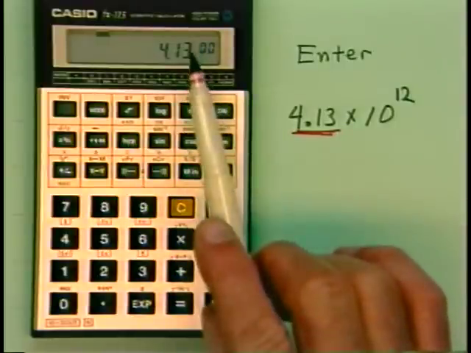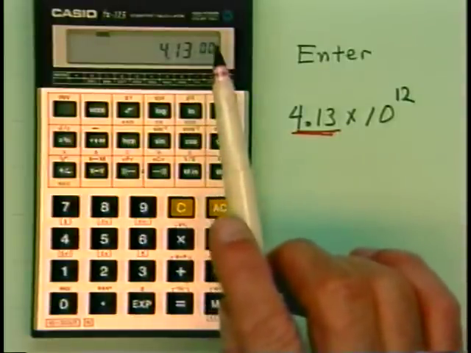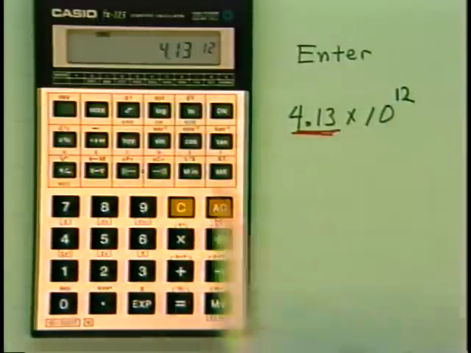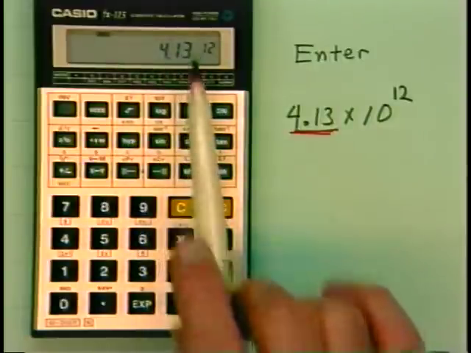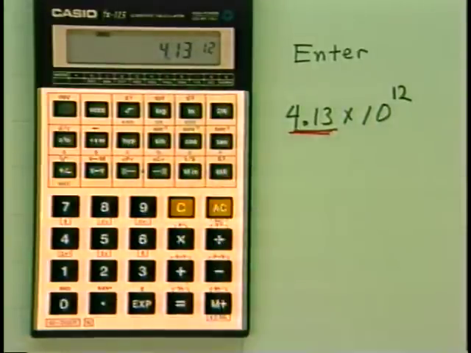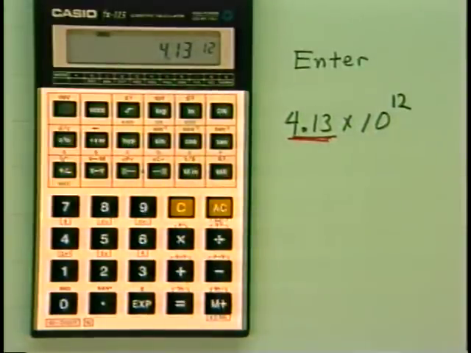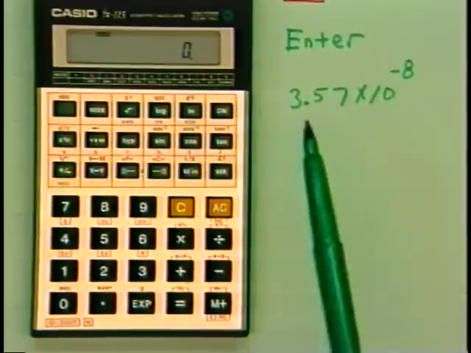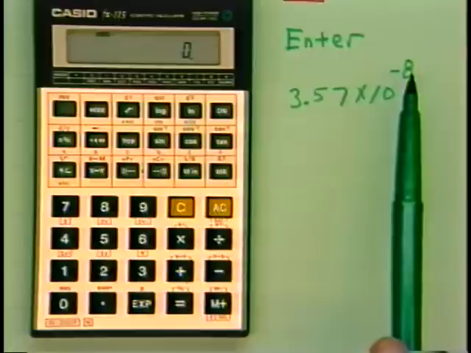Now note, it's got a little blank space. That means it needs the power of 10. So now I simply put in 12. So 4.13 space, which means times 10 to the 12th power. Isn't that nice? Now how about a negative exponent? How would we do that? Let's say this very tiny number, 3.57 times 10 to the minus 8.